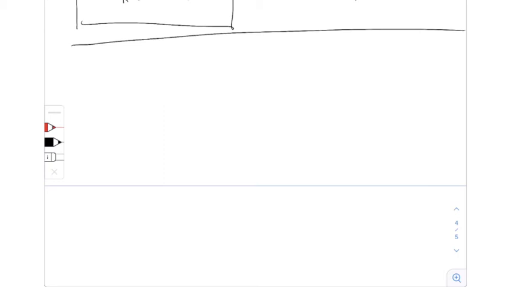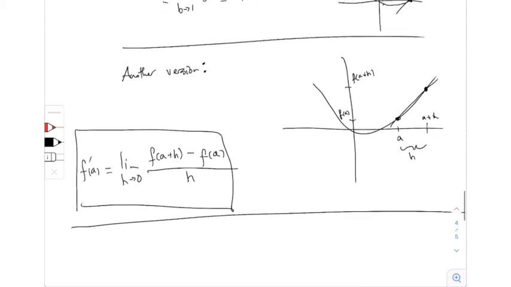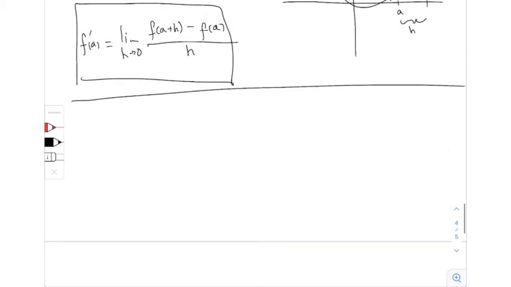Anyway, let's do this same example, but using this version of the formula in the box. So I will refresh our memory. It was f of x is x squared minus x, and I want to find the slope at a equals 1. All right? And the answer was 1.